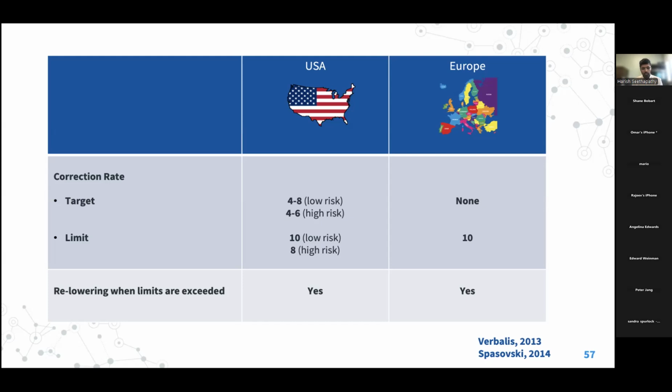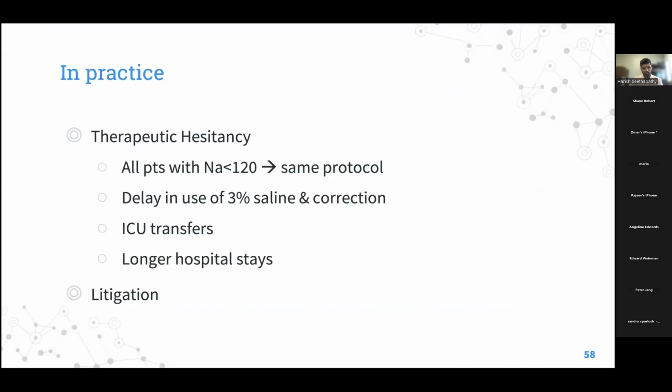But both of them do say that if you do exceed the limit, then you should consider relowering when these limits are exceeded. And that data is probably the weakest of all. But anyway, so that's where we stand as of 2014. And that's kind of where we stood for the next 10 years, right?